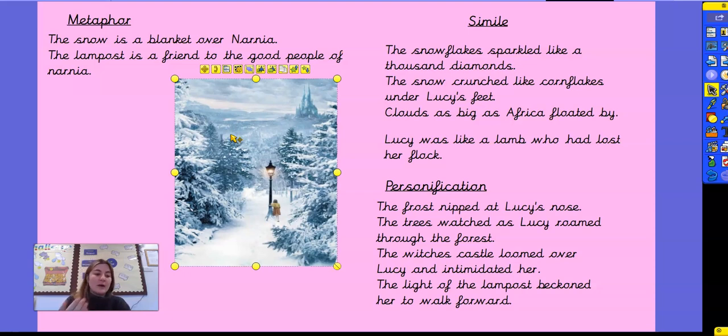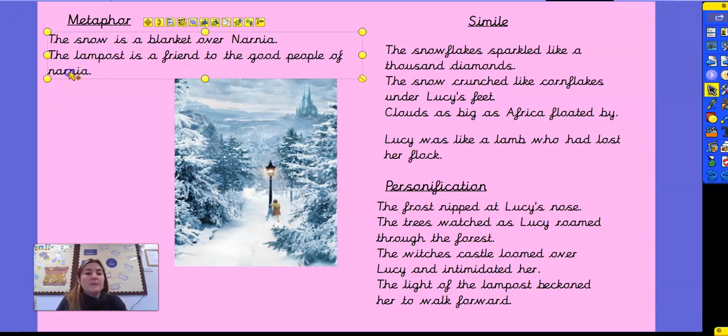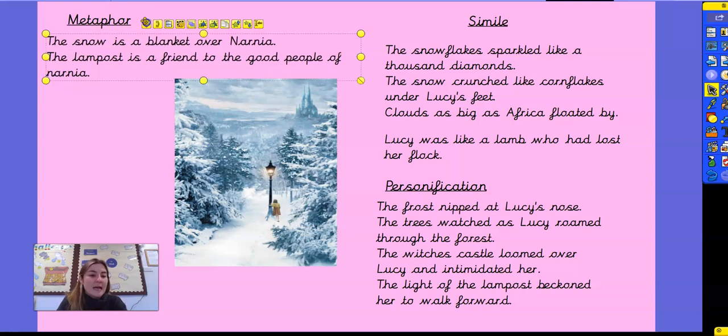So that was quite a good one to do for the snow because it's quite easy to say that the snow is a blanket, or you could even use a simile, the snow covered Narnia like a blanket. And then I put the lamppost as a friend to the good people of Narnia. Now, the lamppost isn't actually a friend, but people could see it as a beacon of light that they walk to. So whatever you write down for your annotations, again, some of them might sound silly, but if they make sense in your head, maybe read them to someone else and see what they think.